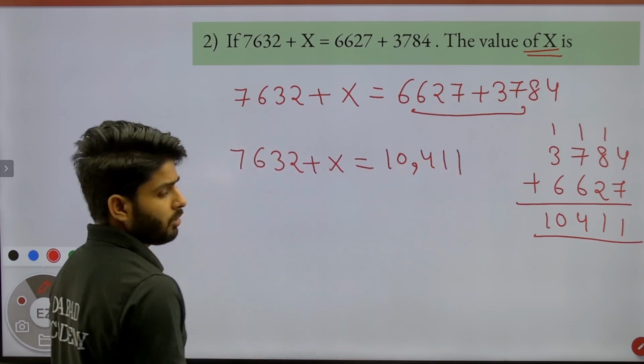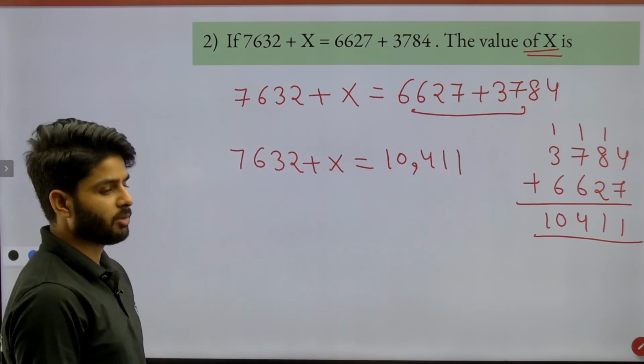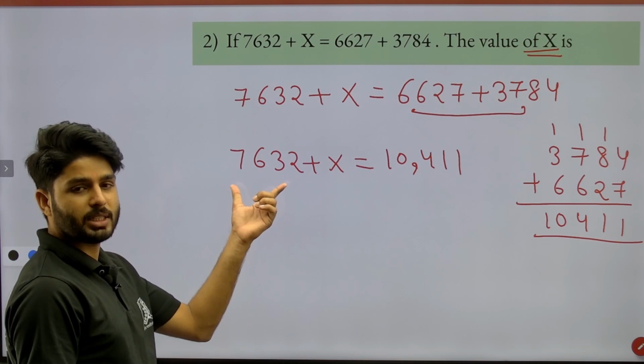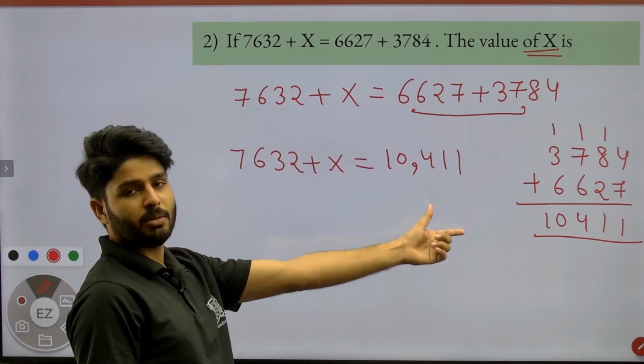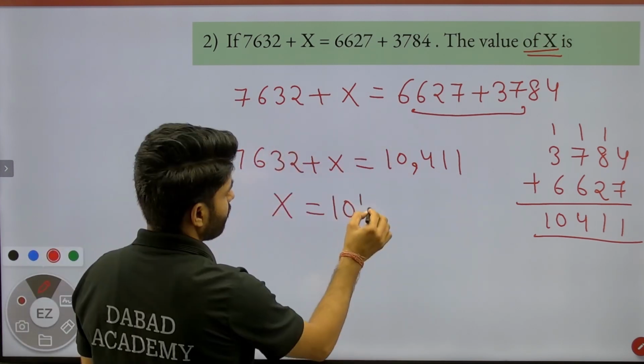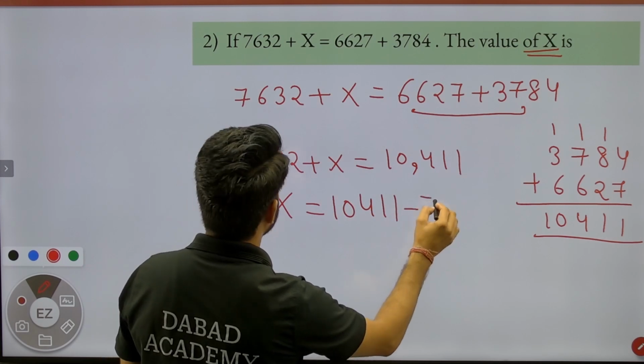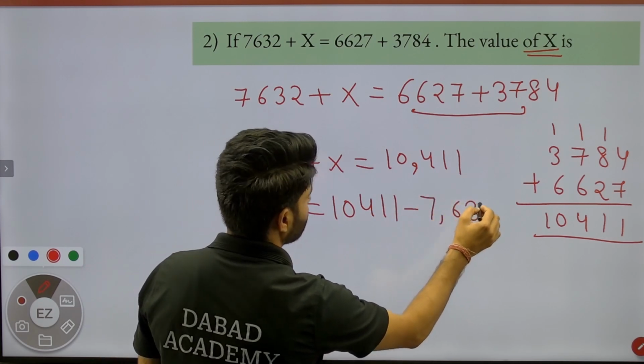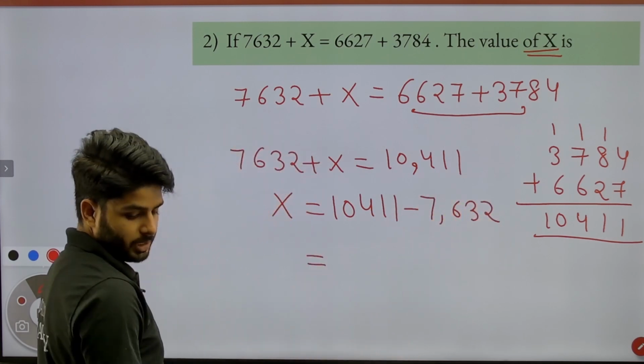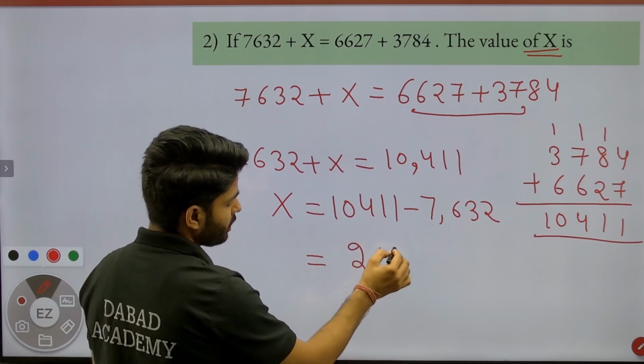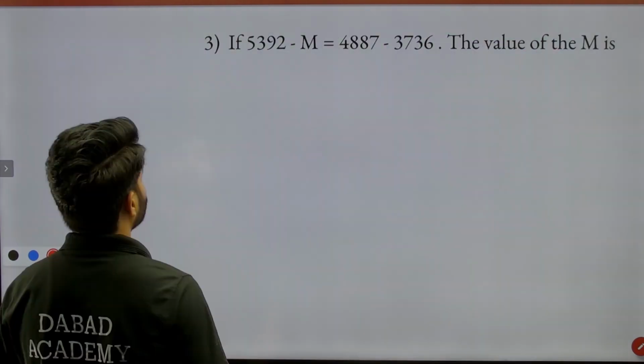Now we have to know the bigger plus formula. According to the bigger plus formula, if a number is added on one side, when we take it to the other side, it will be changed into subtraction. So 10411 minus 7632. So now we have to subtract it. When we subtract this, the answer is 2779. Okay, here is the next question.